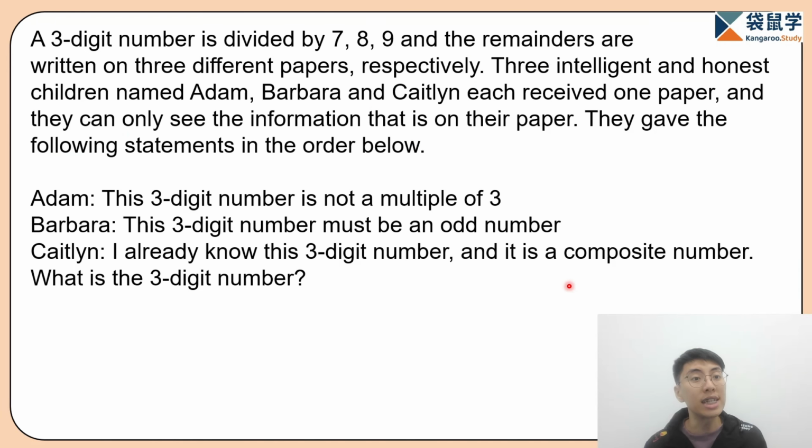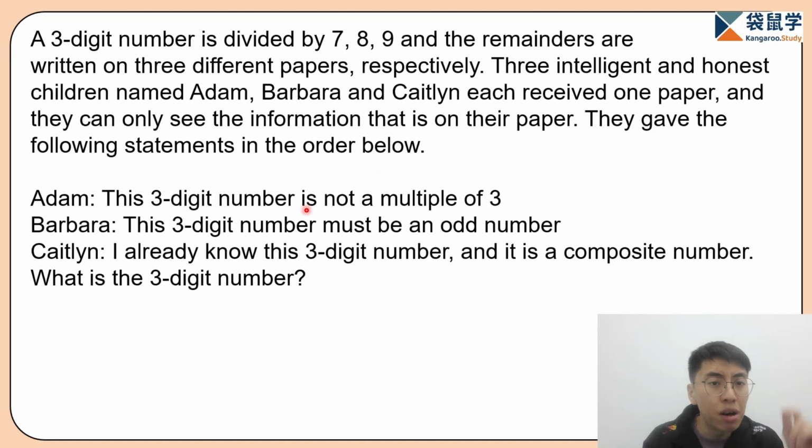The question says that I have a 3-digit number that is divided by 7, 8, and 9, and the remainders are written on 3 different papers respectively. Now, 3 intelligent and honest children named Adam, Barbara, and Caitlyn each receive 1 paper, and they are only able to see the information that is on their paper. Now, they gave the following statements in the order below.